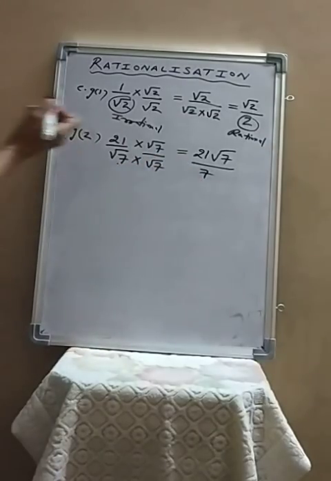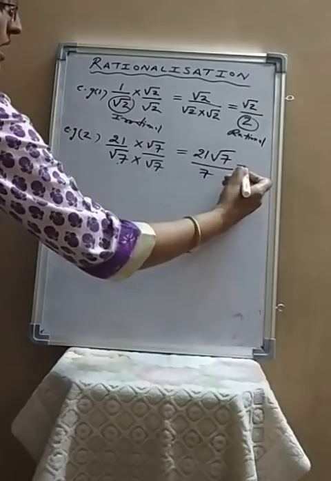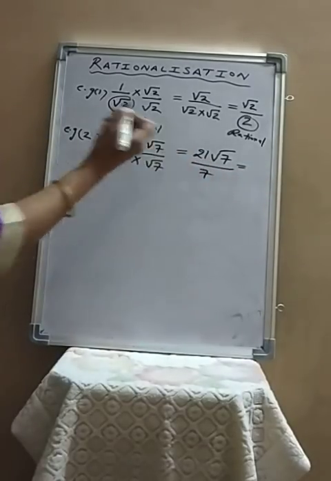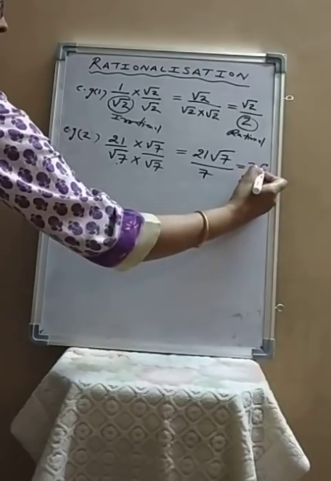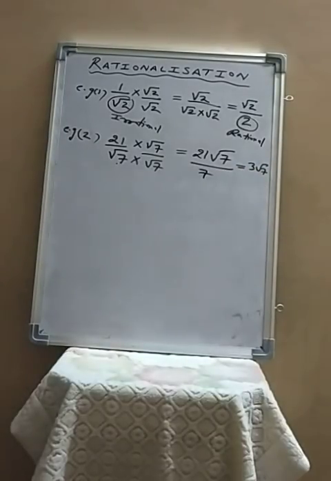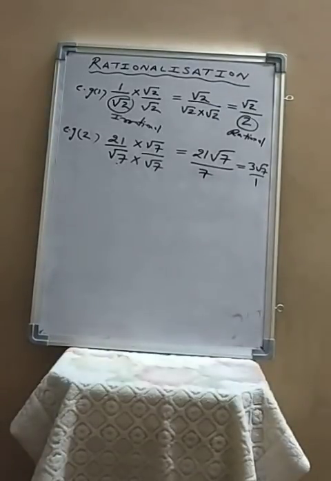Now the denominator has turned rational and we can further simplify it. I can cancel this 21 by 7, I can divide it. So this is 3 root 7. So here the denominator is 1, which is already rational.